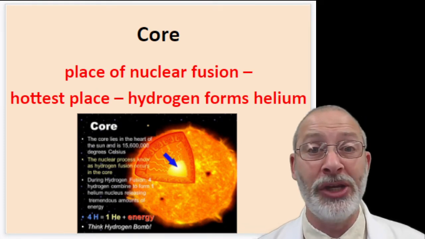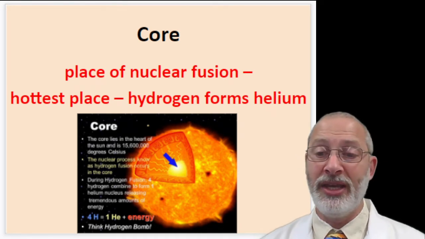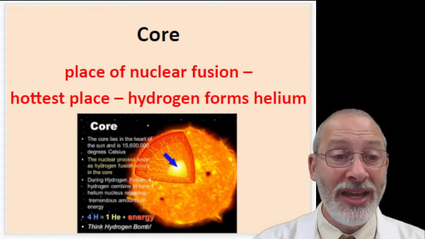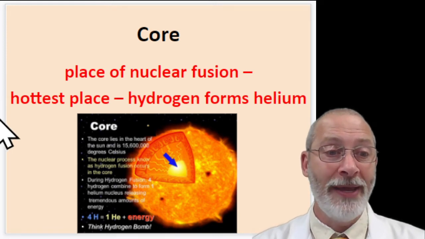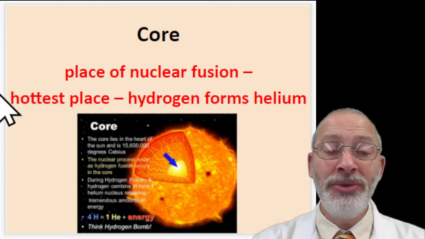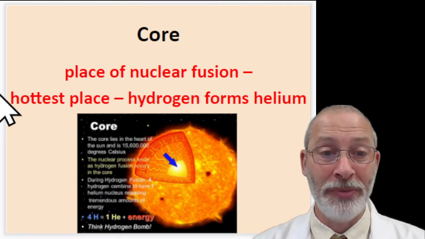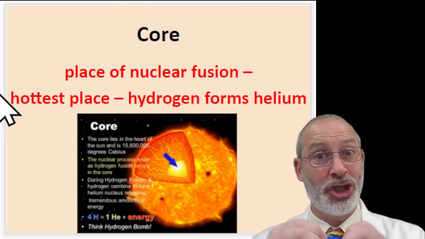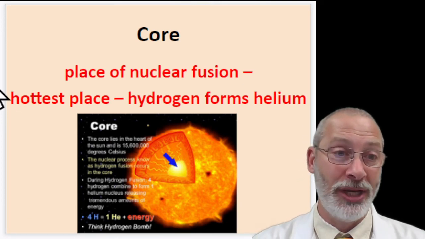That releases an enormous amount of energy, which is why the core of our sun is, in fact, the hottest place of our sun. And it's also why the area around the core is called the radiation zone, because that's where those changes are releasing a lot of energy.